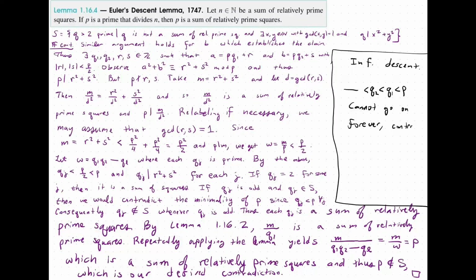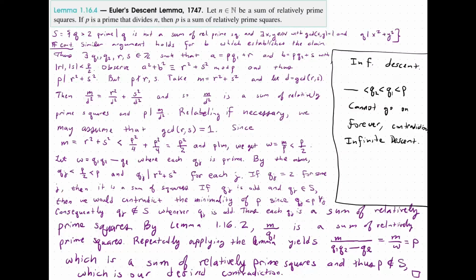And so that's how Euler got his contradiction here, is that he constructed this chain of primes, each being strictly less than the previous one, and therefore getting his contradiction because the primes are all positive natural numbers. And so this is the method of infinite descent. The nice thing about the ordering principle is that it's essentially infinite descent in disguise because we're putting it into our set S that we construct using that contradiction assumption.